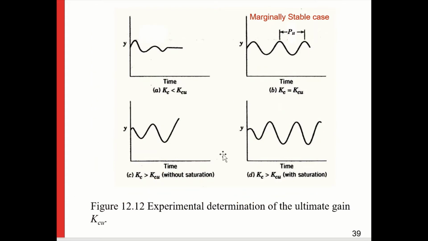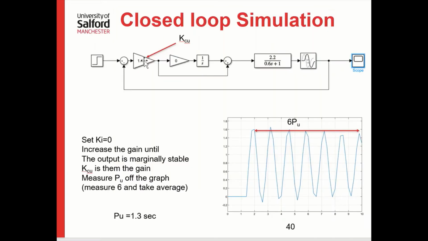So what we're doing here is looking at the system for when it goes marginally stable by changing the gain. I put the system under closed-loop control. These are the parameters that I got from my system identification. I put the integral gain to 0, and then just increased the gain until it went marginally stable. I got a K of 1.47, and I measured 6 Pus, from which I got Pu of 1.3. So I could then put these numbers into these formulas.